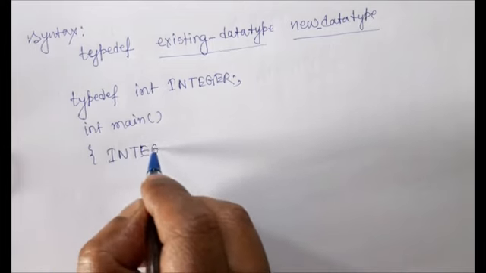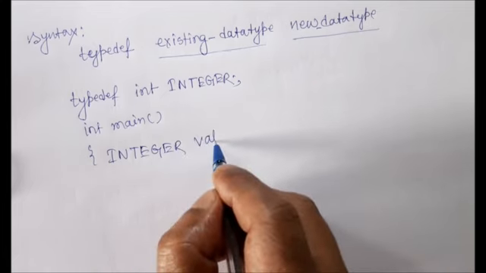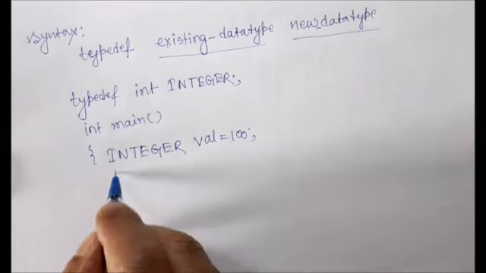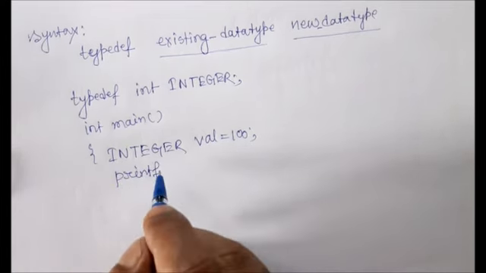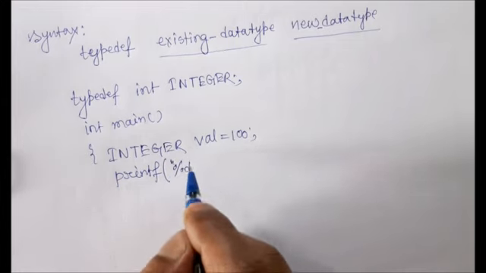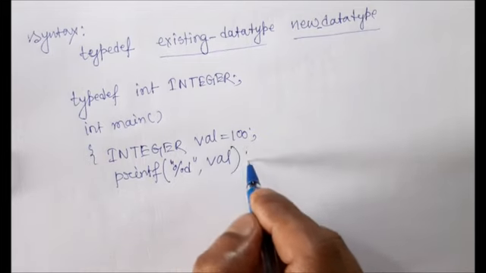INTEGER val equal to 100. Then you can give the printf statement, %d comma val. So it will give me output 100.